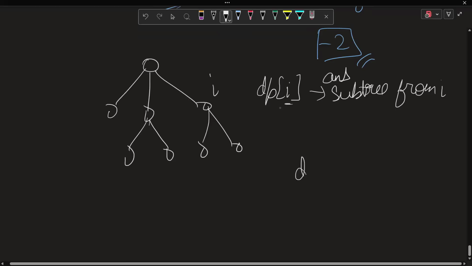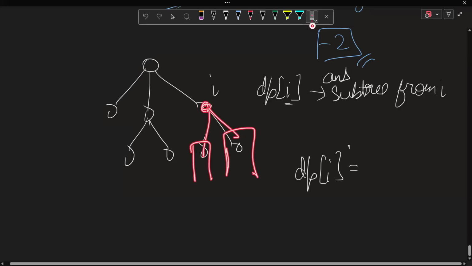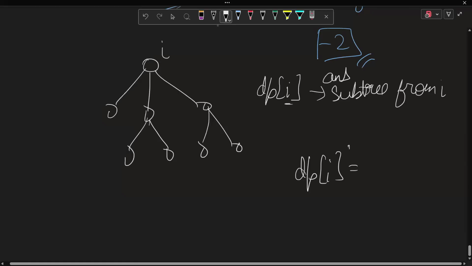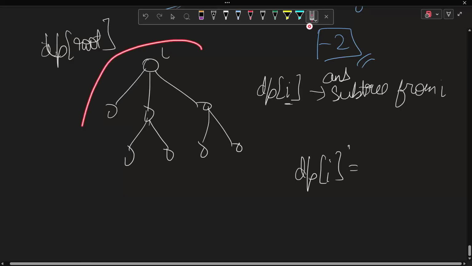Now you need to write the transitions. How can you write the transitions in this case? Your transitions would always be for any subtree, its relation with its child subtrees. That's what your transition is in any DP on tree problem. So let's say your I is this root. Your final answer would be DP of your root. DP of your root would store the answer for your whole tree. That would always be your final answer.